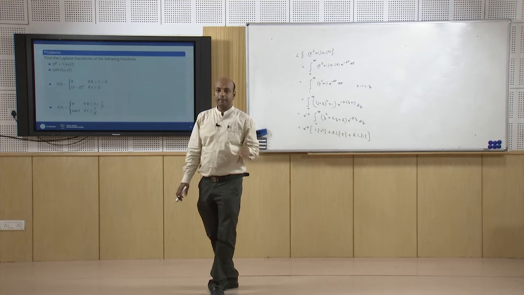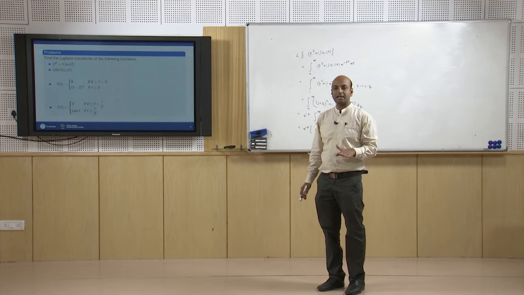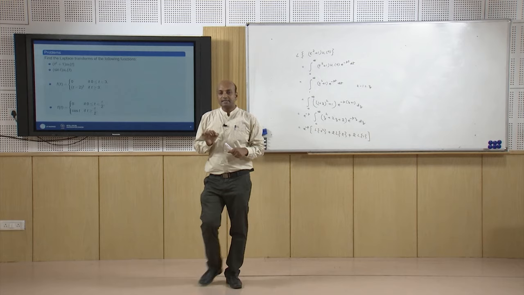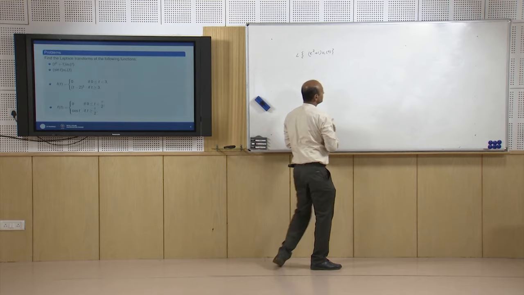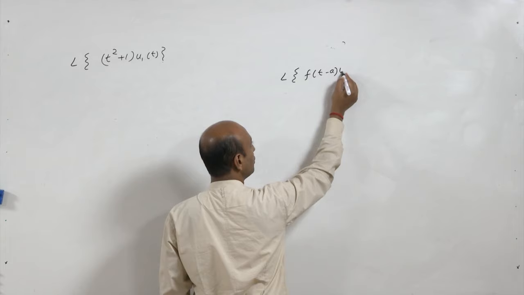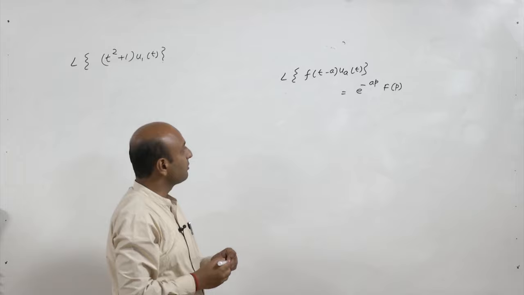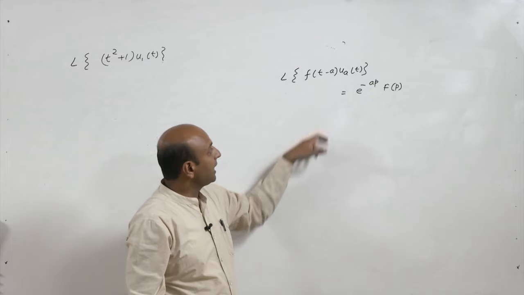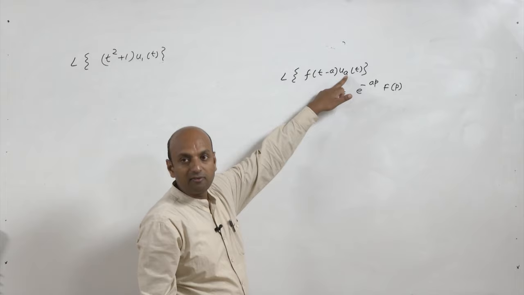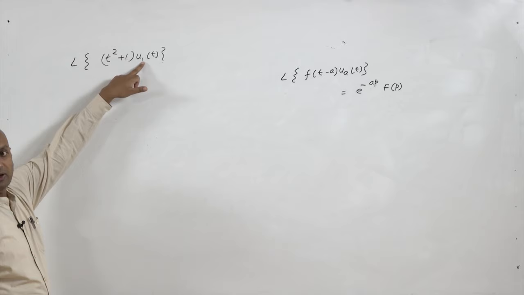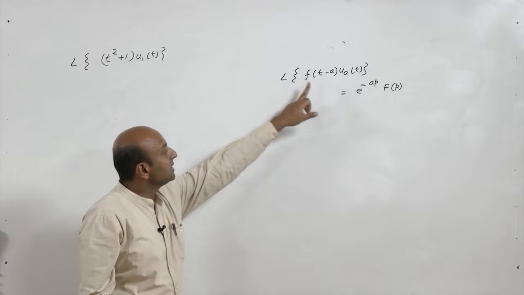You directly apply the definition of Laplace transform and the unit step function, and then find the Laplace transform of this function f t. The second way out is we can use the second shifting property. Now, how to use the second shifting property? Let us see what it states. It states that Laplace transform of f t minus a into u a t must be equal to e to the power minus a p into F p, where F p is the Laplace transform of this f t. The important thing to note here is that whatever a we have here, the same a we have here. Here a is 1. Now, to apply the second shifting property, this t square plus 1 must be in powers of t minus 1, because a is 1.